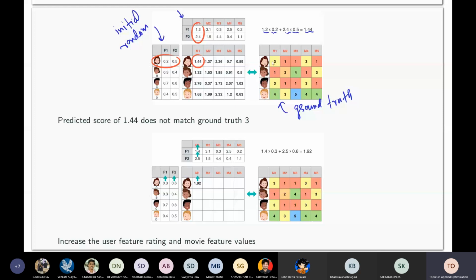Now you check against the ground truth and you see that the predicted score of 1.44 does not match very well with the ground truth 3. It's up to you to determine how close you want, but it seems quite far. So what will you do? Well, you will increase these values, because you are undershooting, underestimating. You have to increase some or all of these values, it depends, but at least one thing is sure, that you are supposed to increase the values because all are positive entries here.